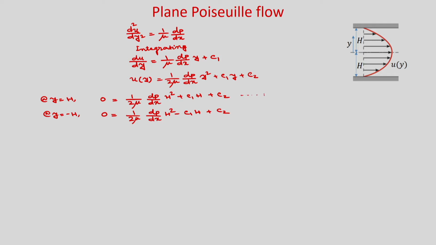If you say that this is equation number 1 and this is equation number 2, then subtracting equation 2 from equation 1, what you will get? You will get twice c1 h is equal to 0, that means c1 is 0.